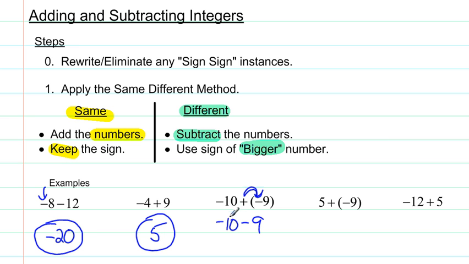Now, that being said, if you notice, this is an instance of same signs, where they are both minus looking signs. So we are just going to look at the numbers 10 and 9 and add them. Same signs, sum, keep the symbol. That's going to be negative 19.